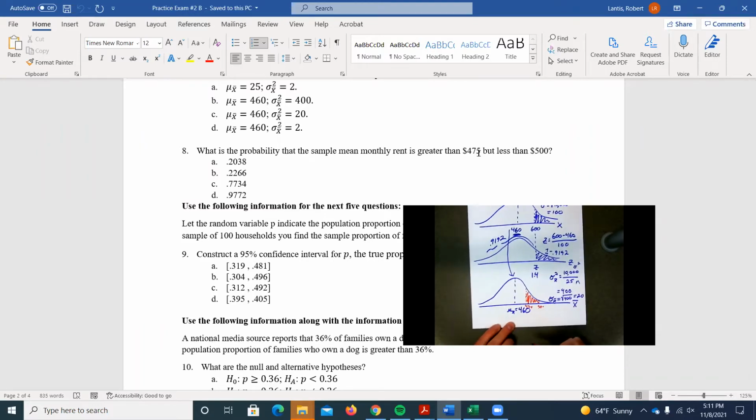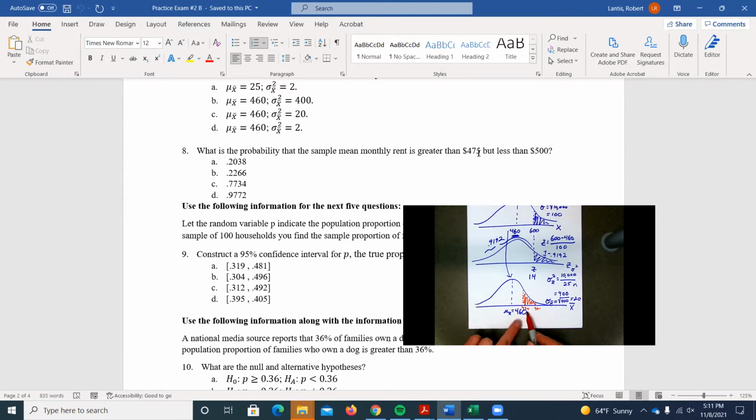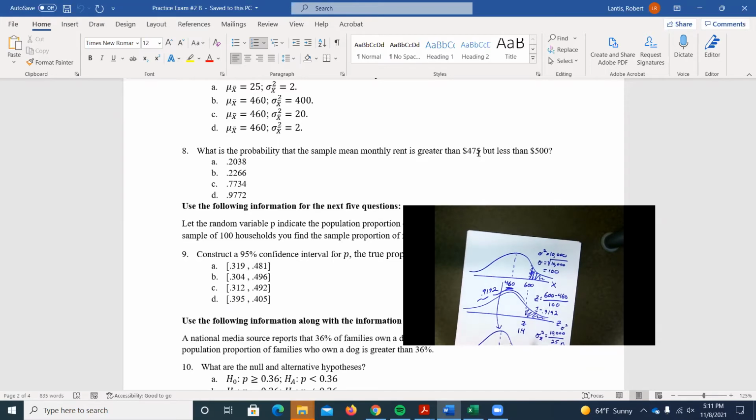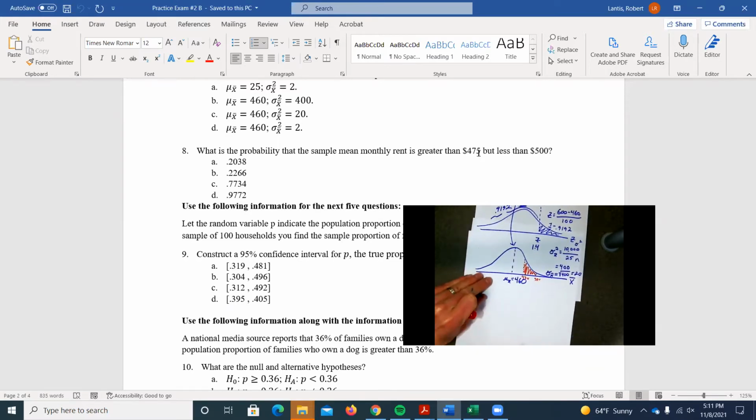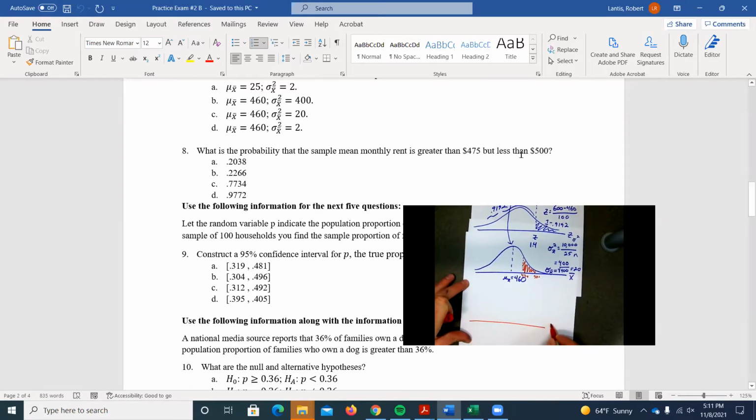Right? But it's now going to be the exact same process. I turn these into z-values. Once I turn these into z-values, I then could look up this z-value, find the area to the left, look up this z-value, find the area to the left. If I wanted the probability of being in between the two, I'll just take that smaller area, subtract it from the larger area, and I'll be left with what's in between.